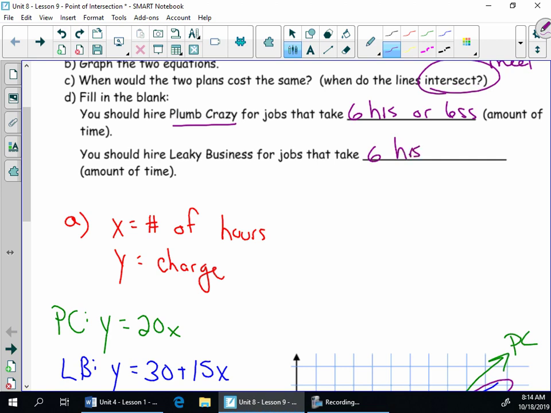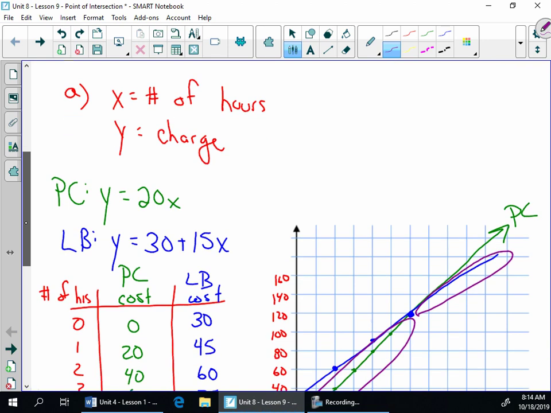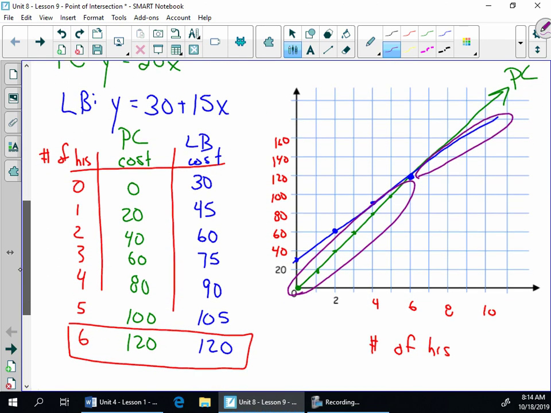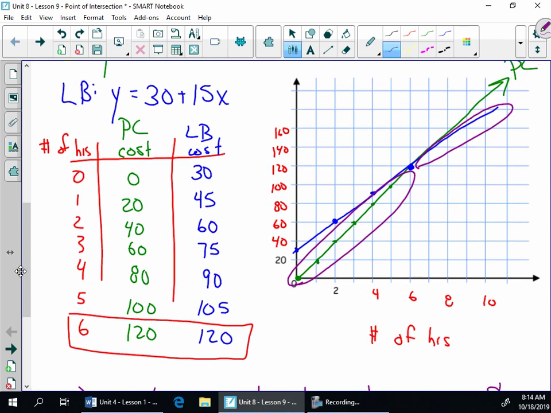So usually when we talk about these kind of questions, when I say which of these companies is better, the answer is going to be, it depends. Depends on how many hours you need them for. That's what's going to usually happen for pretty much every competing company question we're going to look at. It depends.